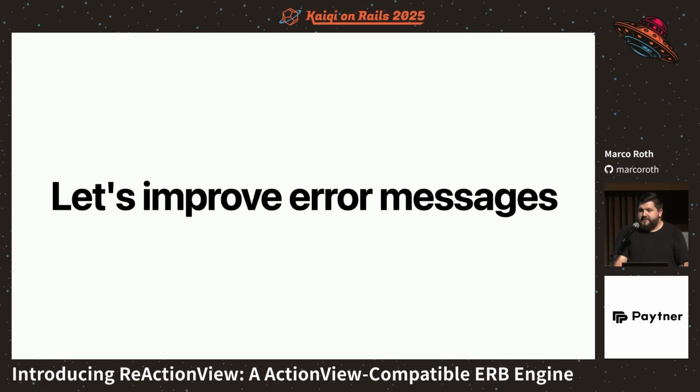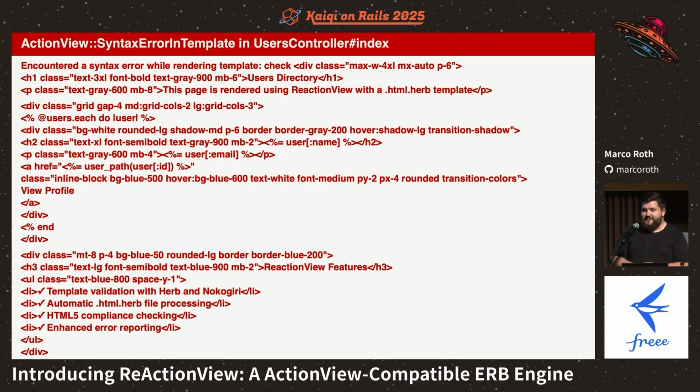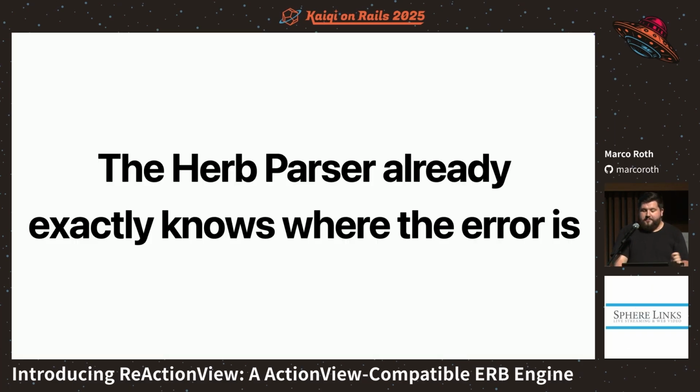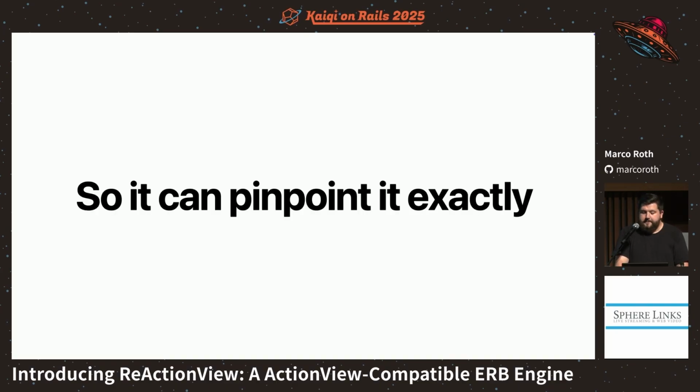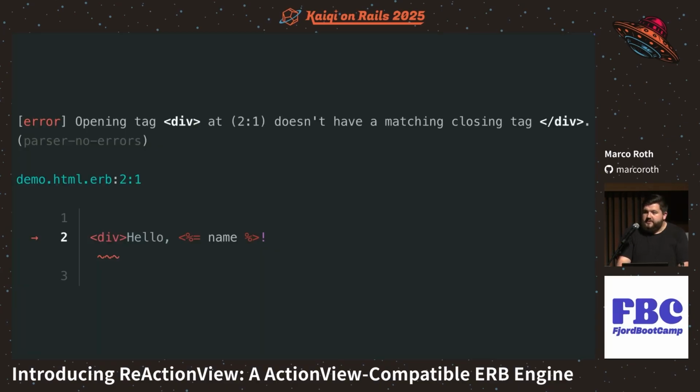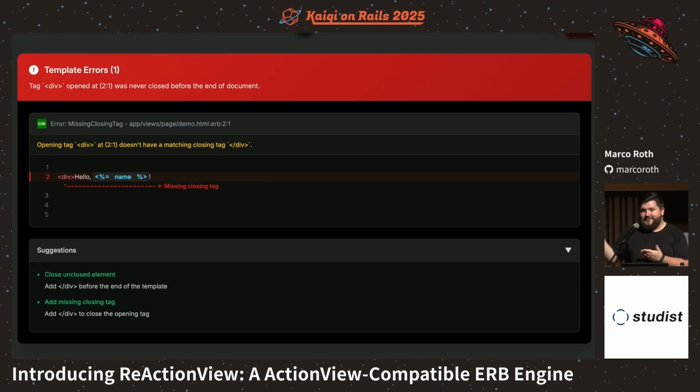So let's improve error messages in Rails. If you have an invalid template, you get this blob of text and it gives you the whole template. So it's super hard to see what's wrong about it. But luckily for us, the Herb parser already knows where something is wrong. It can pinpoint it exactly. We already do this in the CLI to say we have a missing tag here. So let's take this from the CLI and bring it to the browser. So when you have a template error, you see it in the browser as well.